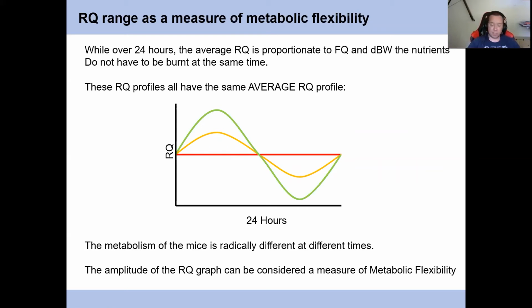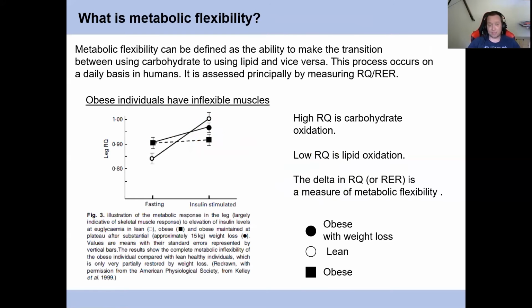Now, this is not an idea I've come up with. It is a long-standing concept in the field of metabolism, and I really think it was first popularized by David Kelly. And so what David Kelly did was he defined metabolic flexibility as the ability to make the transition between using carbohydrate to using lipid and vice versa. And this process occurs on a daily basis in humans. At night, if we're healthy, we should be doing a pretty decent chunk of lipid metabolism. And then after we eat a meal, we switch to doing pretty much carbohydrate metabolism.